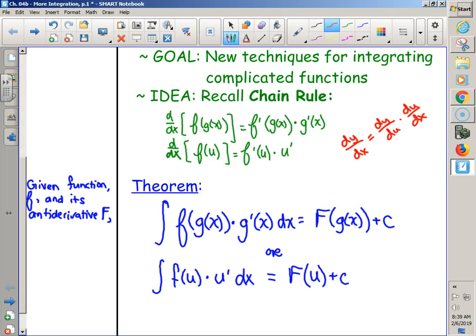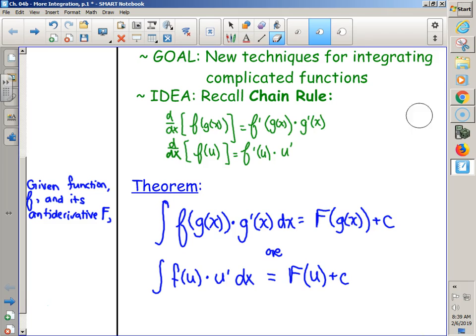Does that help you? I don't think so. I was going to try and help you with some of the notation, but I don't think I will. We'll stay here. Now, guys, this is a theorem.